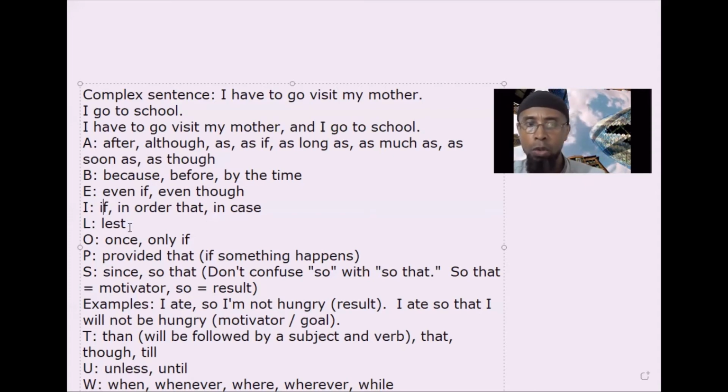Also in order that, in case, lest, once, only if, provided that, since, so that, than, that, though, till, unless, until, when, whenever, where, wherever, while. The important thing here is that you know the meaning of these conjunctions, so you'll be able to use them properly. Like when we use and, it's one of the conjunctions used to make a compound sentence, but it doesn't change the meaning at all.